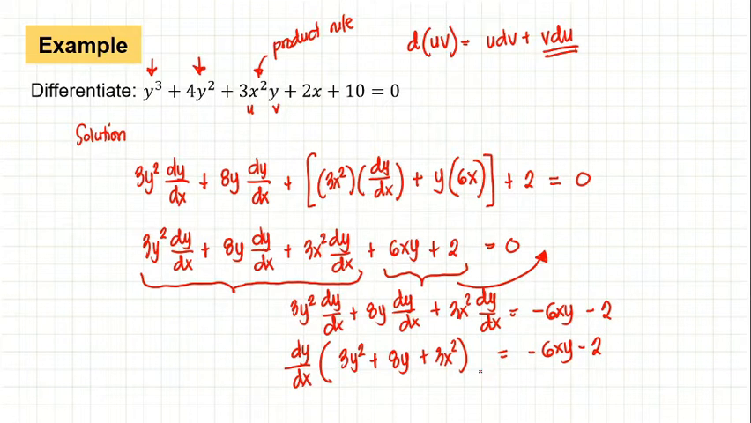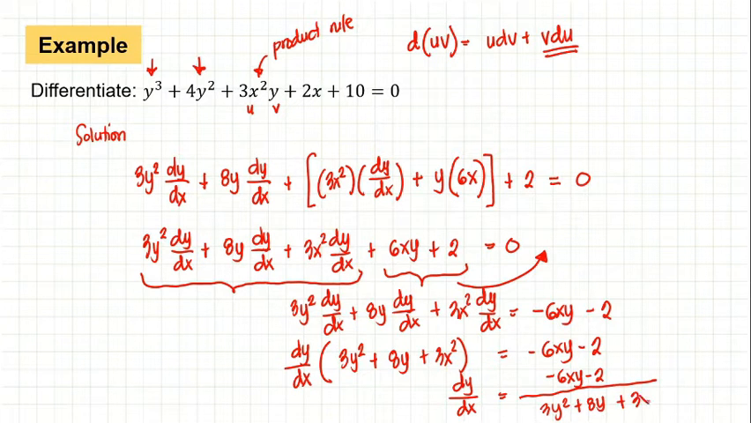Para dy over dx na lang yung matira, we will divide it by this term here, right? So divide it by 3y squared plus 8y plus 3x squared, magiging dy over dx na lang yung matitira sa left-hand side, and we have negative 6xy minus 2 all over 3y squared plus 8y plus 3x squared. And this is now our final answer. Okay? So that is by using the implicit differentiation. Okay? So I hope naintindihan siya.